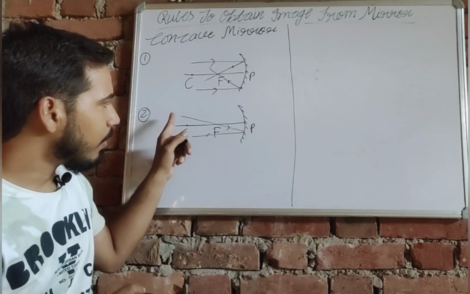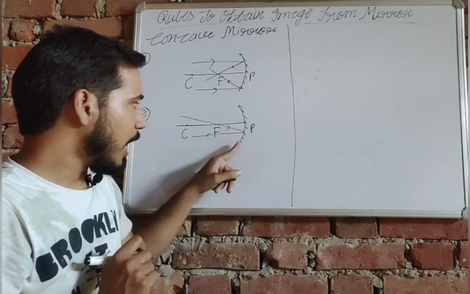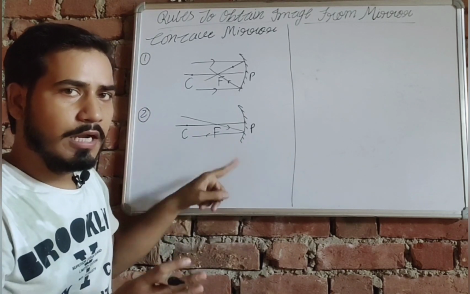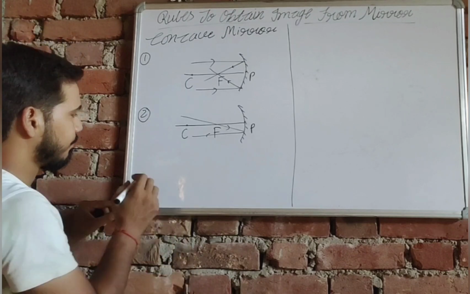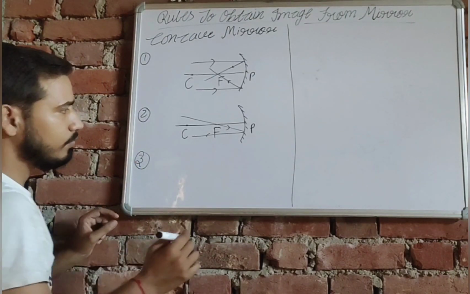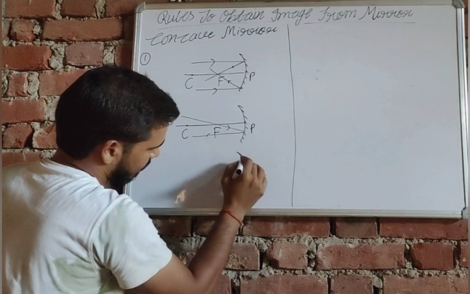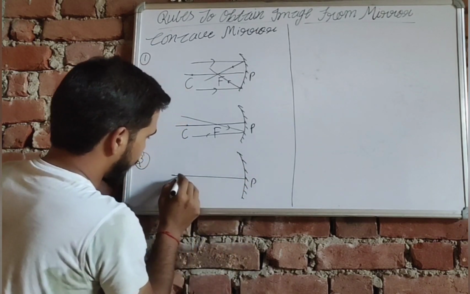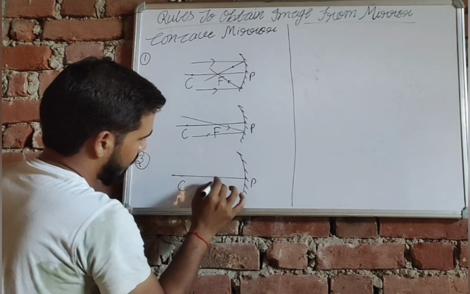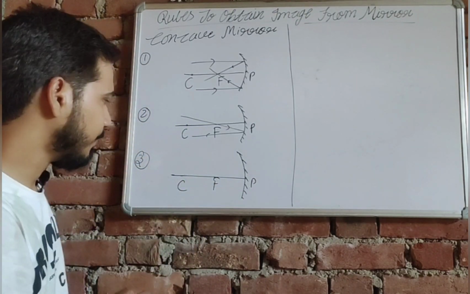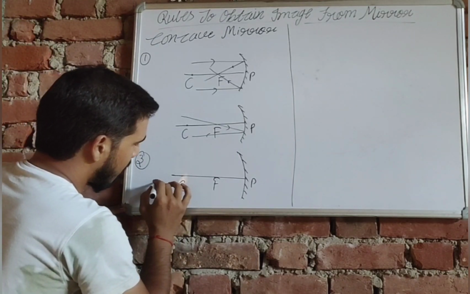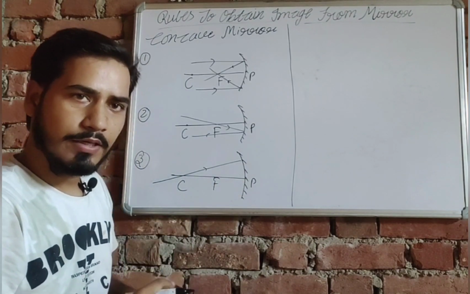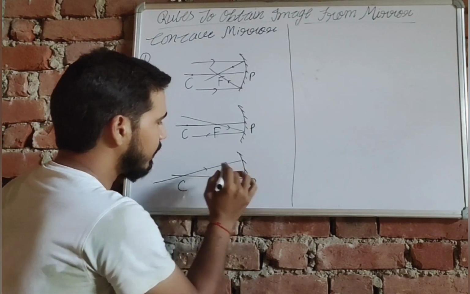Again, a ray of light passing through the focus and falling upon the concave mirror, after reflection from the mirror becomes parallel to the principal axis. Now the third rule. Pole, center of curvature, focus. The third rule is that any ray of light passing through the center of curvature and falling upon the concave mirror, after reflection retraces its path.